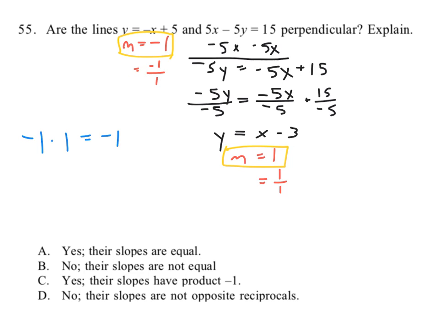Okay, so what do we get as an answer down here? Yes, their slopes are equal. No, that's not what we're looking for. They shouldn't be equal. That would be parallel lines. No, their slopes are not equal. We're not talking about parallel, so that's not relevant either.